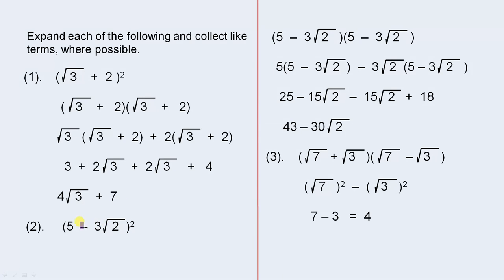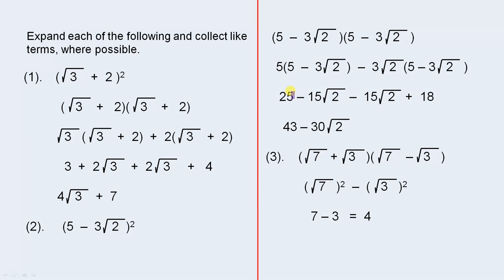For number 2, 5 minus 3 the square root of 2 all squared. In a similar manner, when we square something, we multiply it by itself, and that's what we've done up here. So that's how I've expanded each of those two there like that. So we have 5 outside of 5 minus 3 the square root of 2, that's that part, minus 3 the square root of 2 outside of 5 minus 3 the square root of 2, which is that part. Now we remove the grouping symbols.